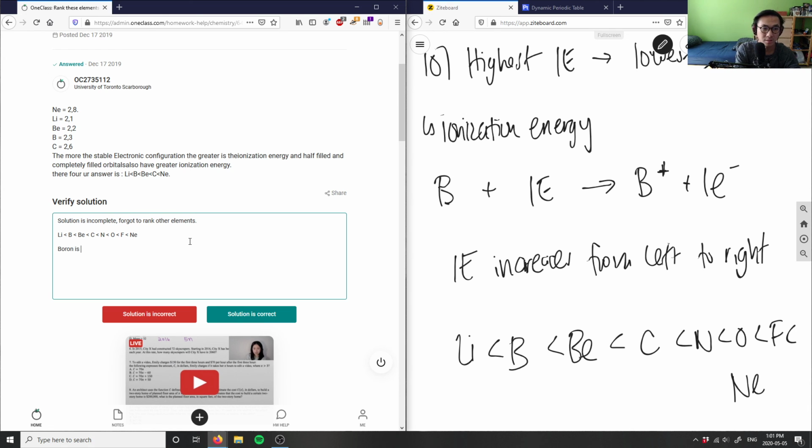And boron is higher in ionization energy because boron hybridizes to create a half-filled orbital, therefore more stable, and it will take more energy to take away an electron from boron. So that's the only exception to this rule here. So the solution, I'm going to say, is incorrect because they didn't complete the solution here.